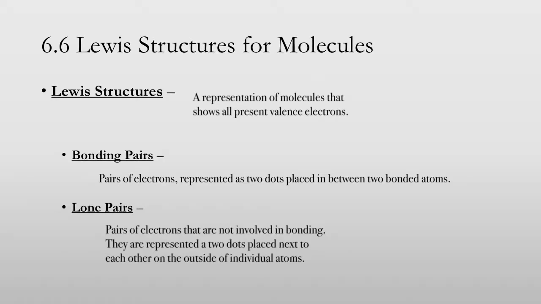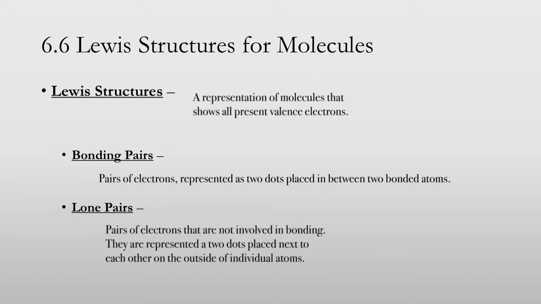But all Lewis structures show valence electrons only, because the core electrons are not used in bonding. They're too far away from each other when two atoms come together. In order to interact and bond, it's only the valence electrons. So that's all we show.